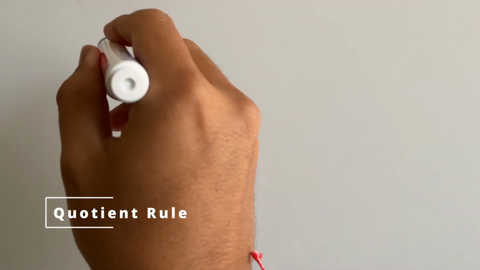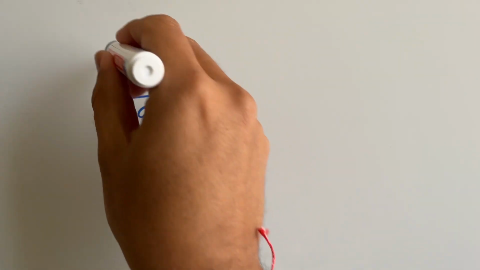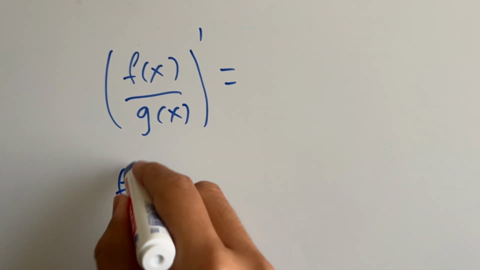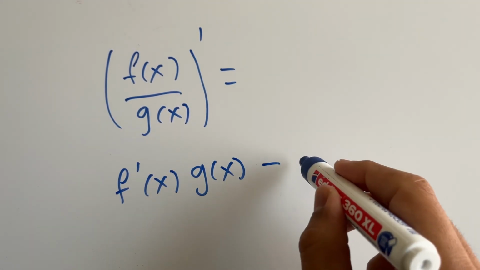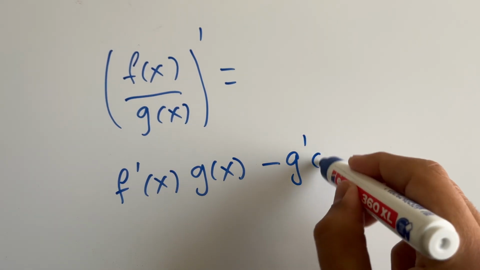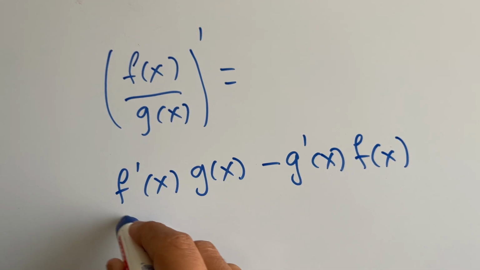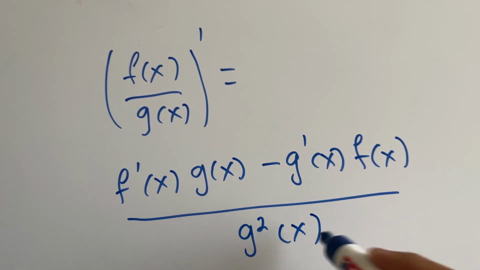We have also a rule for the quotient, so if we have f of x divided by g of x, then the derivative is given by f prime of x times g of x minus g prime of x times f of x, and all divided by g squared of x. It's a little bit more complicated rule, but again, with practice, we'll be having no problem with that.